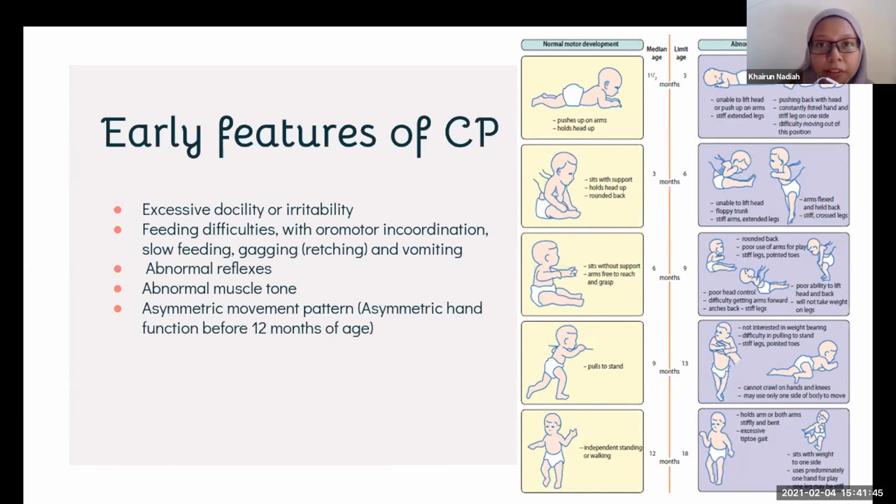For this figure, it compares normal motor development and abnormal motor development. We can see at 3 months, we expect the children to be able to lift their head, but instead the children cannot even lift up their head. For 6 months, we expect the children to sit with support, but the children are unable to lift the head, and so on. And I think you can read about this.